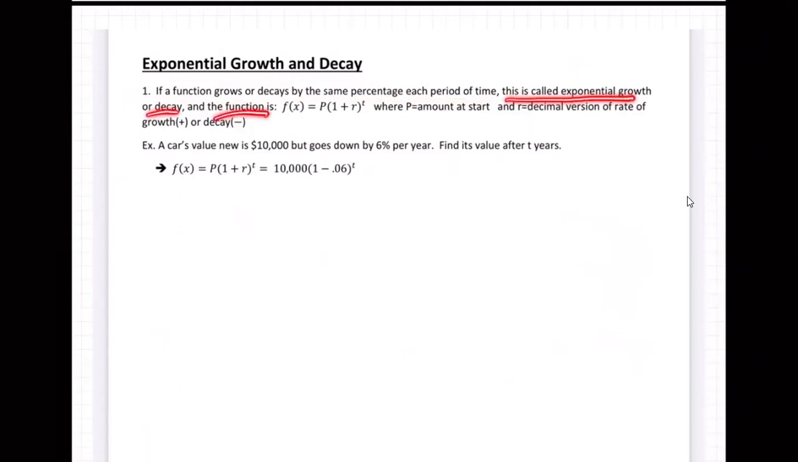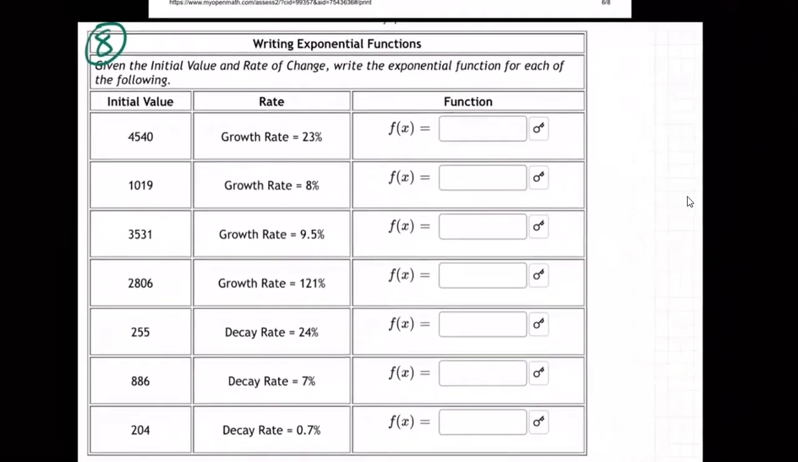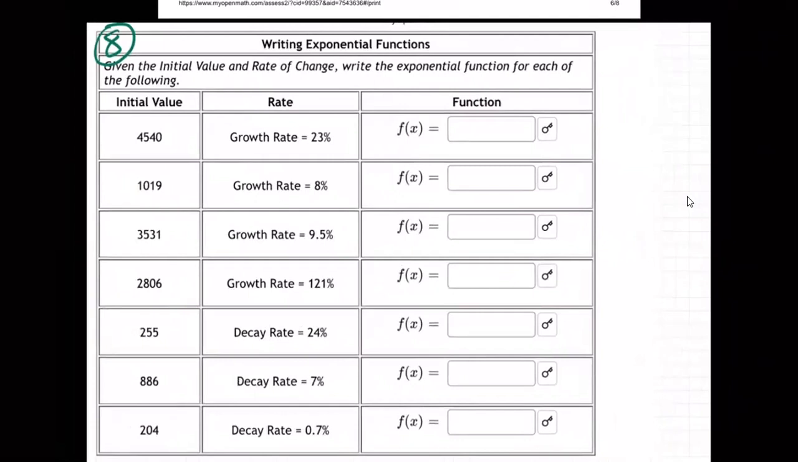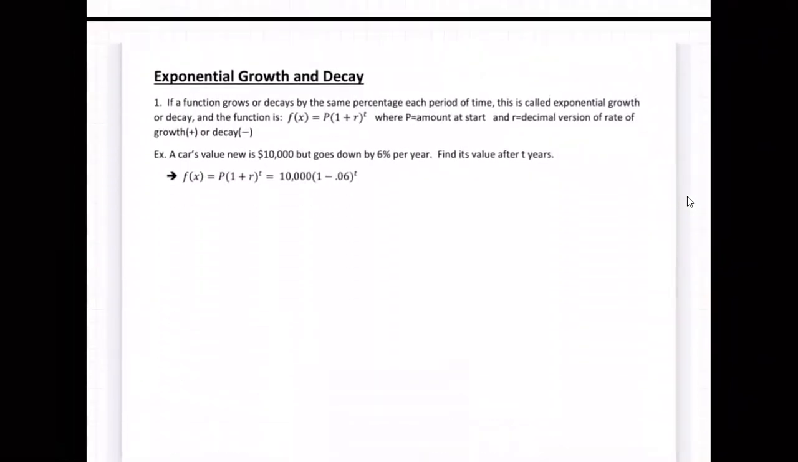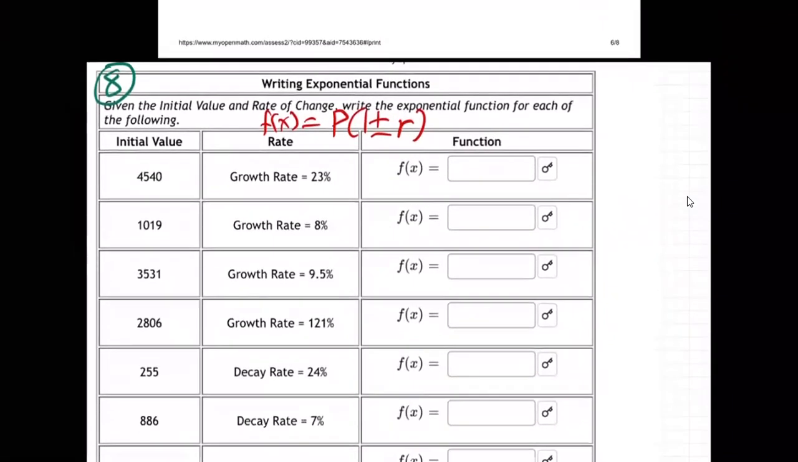exponential growth or decay. And the function is like this, where P is the amount at the start, R is the decimal version of the rate of growth, positive, or decay, negative. Does that make sense? So whenever you do this, it's always going to be, let me write it up here at the top, f of x equals P times (1 plus or minus R) to the t. Or in this case, x. We're using x. They said f of x instead of f of t.